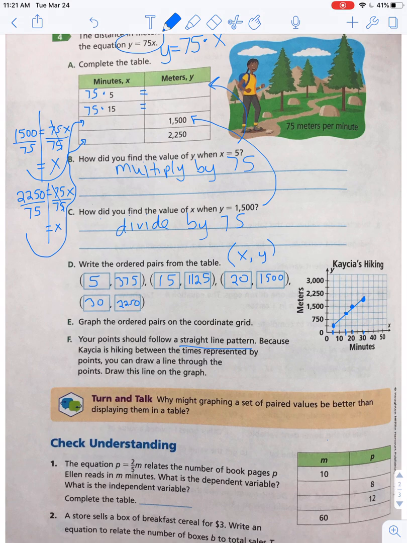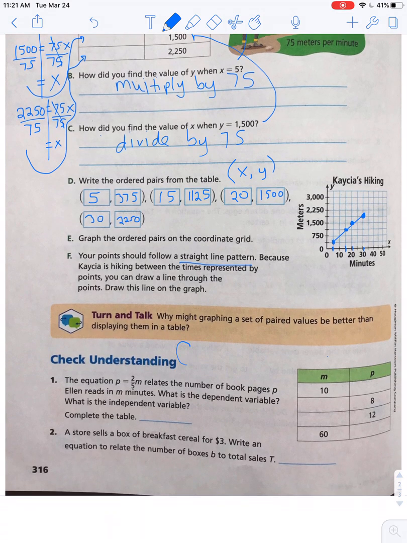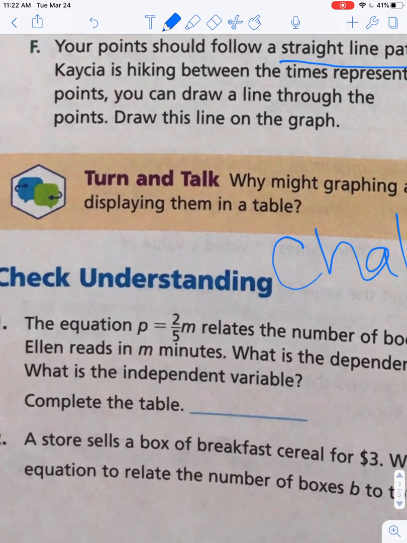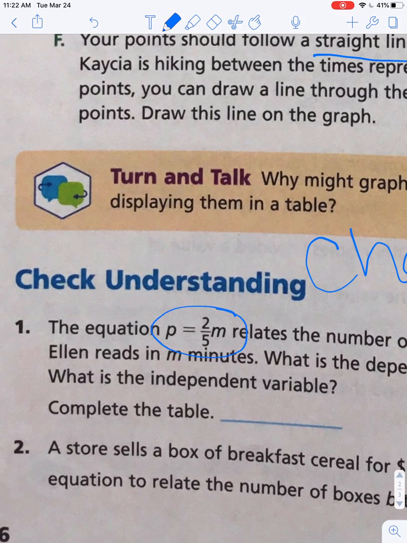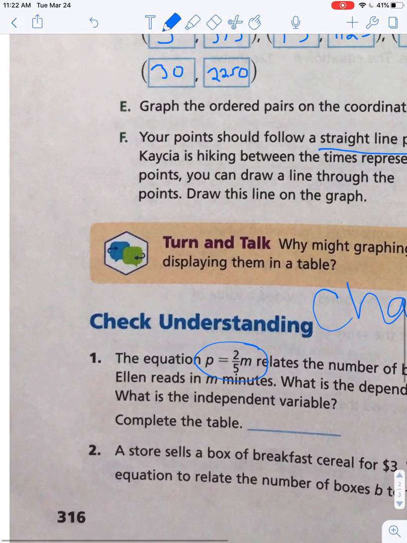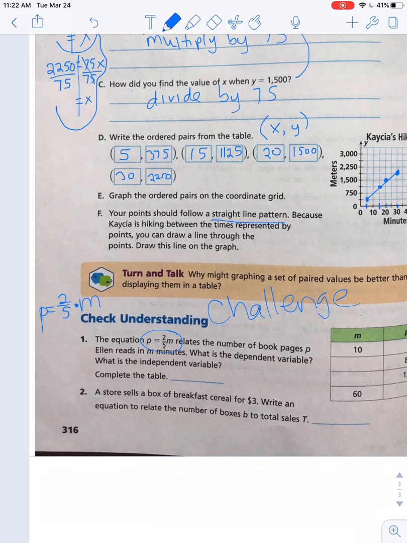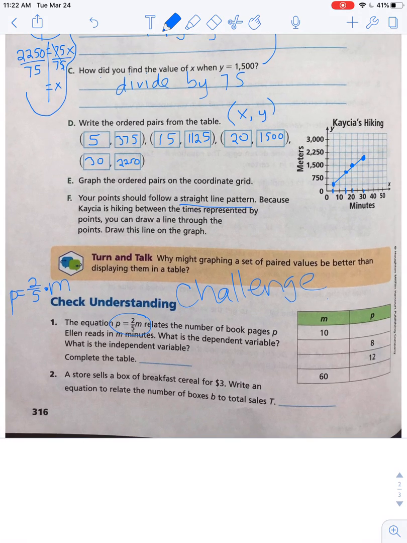All right, and then the check understanding at the bottom, that's a challenge problem that you can try if you want to. So the nice thing is they still give you an equation. It's still multiply. P equals 2/5 times m. And you can use the MCA calculator to do fractions. Remember, some of the time you're going to have to multiply to complete the table, and then some of the time you're going to have to work backwards and divide. Good luck!